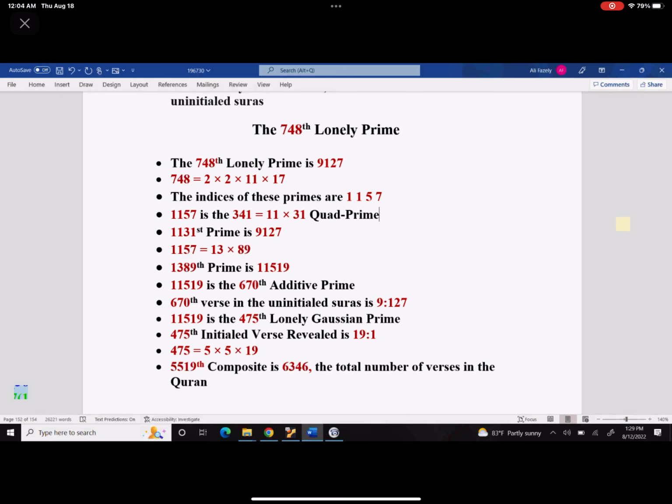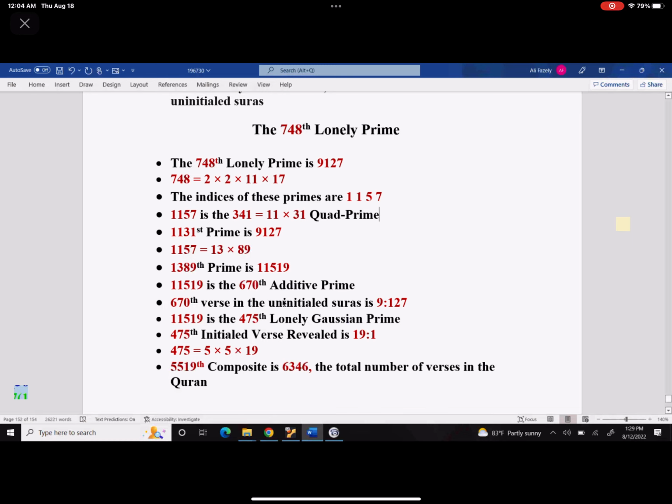11519 is the 475th lonely Gaussian prime. This has so many different ways that it expresses itself, in terms of Gaussian prime, in terms of additive prime, and in terms of primes. It has all of those properties. The 475th initial verse revealed is 19:1, Kaf Ha Ya Ain Sad.